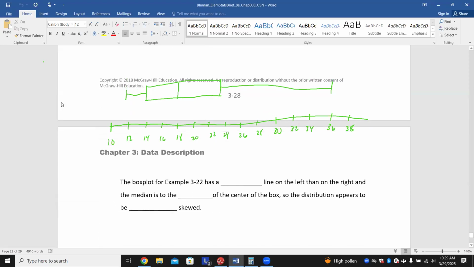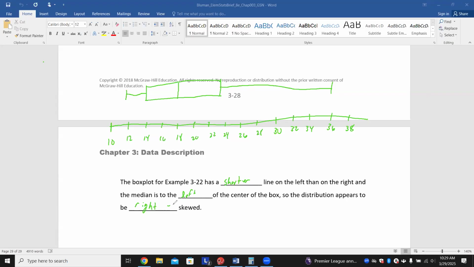The box plot from example 22 has a shorter line on the left than on the right, and the median, it's hard to tell, but it is a little to the left of the center of the box. Very, very small detail. You can almost argue maybe it's not. So the distribution appears to be right skewed. I went with right skewed mainly because I could see that the data was being pulled to the right from that 36 itself. Most of the data is on the left, and I can see it's being pulled.